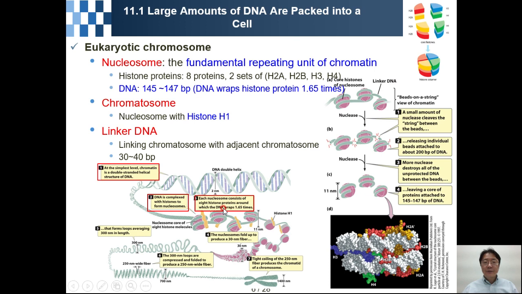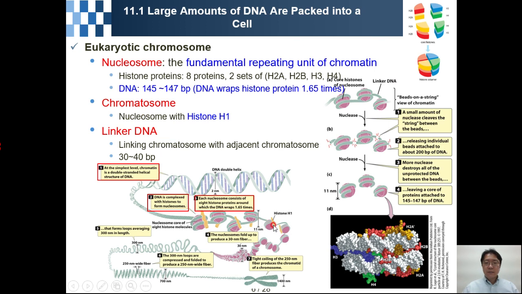Around the histone proteins, DNA wraps 1.65 times. The DNA length is around 145 to 147 base pairs. So this is the nucleosome. We also call it a chromatosome. A nucleosome with histone H1 protein, we call a chromatosome.